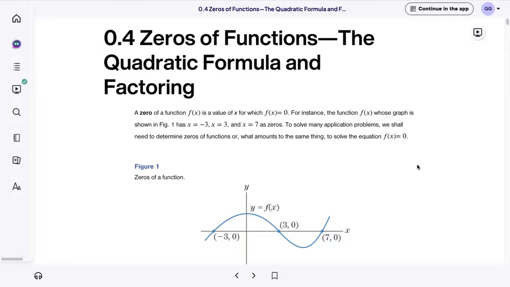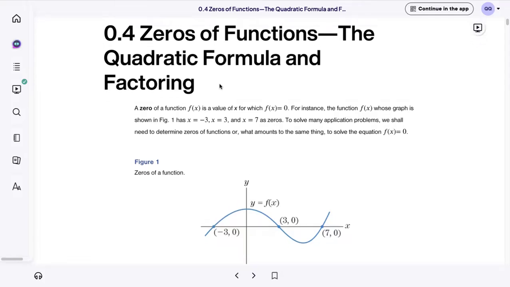Okay, let's go with section 4. Today we're still at chapter 0. We're still talking about functions. So today we're going to talk about zeros of functions. Zeros of functions is just a name. Okay, zeros means the function value is 0.